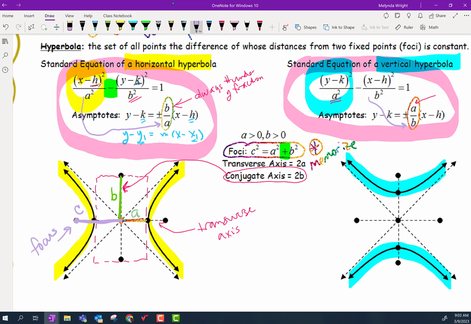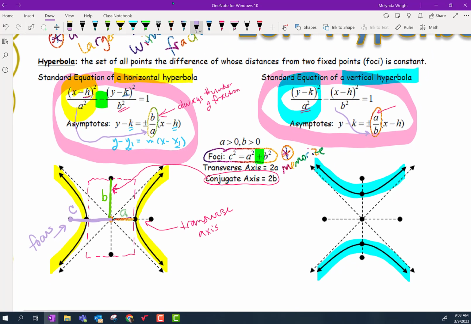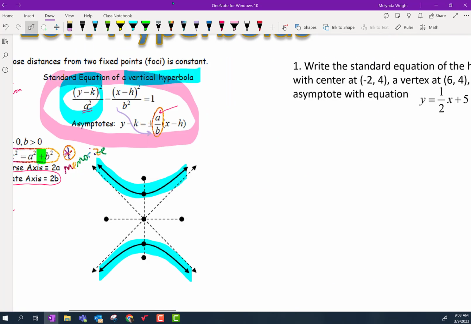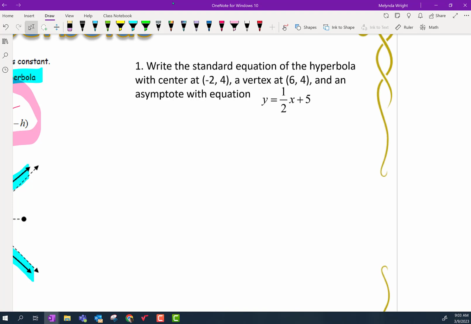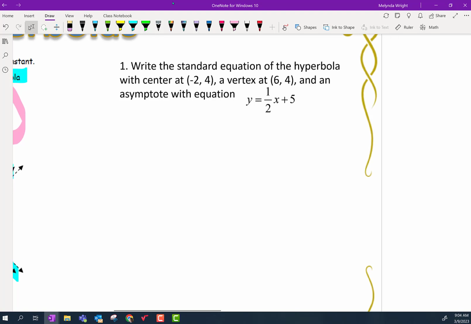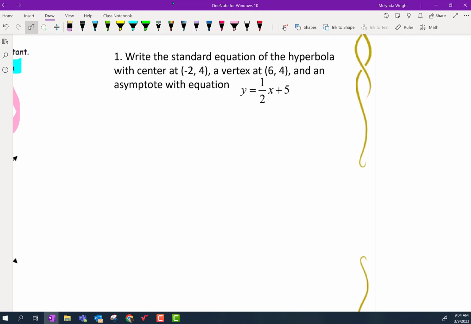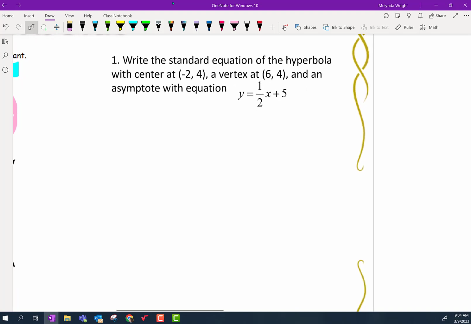Okay, so I'm going to pause here for a second. That's the overview of the new formulas we're going to be working with and the makeup of the graphs, how we graph them. Are there any questions so far? Okay, so we're going to start like we did with the previous lessons. We're going to first take some information and write a hyperbola equation. Then the next question is graphing. Then we'll graph.